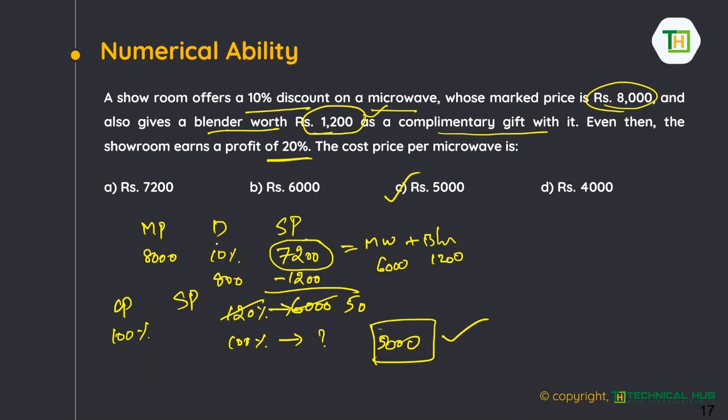First, take off this discount from this market price. 10% of 8,000 is 800. Subtract this 800 from this 8,000. That is the selling price of the total microwave as well as blender. Blender worth is 1,200. First, you need to subtract that value from this 7,200. So the microwave selling price is 6,000. And the cost price is 100%, profit is 20%, selling price is 120%. 120% value is 6,000. Calculate cost price 100%. That is 5,000. Option C is the right answer.